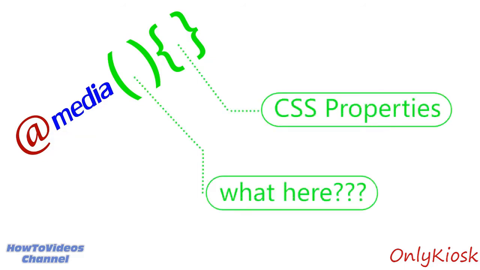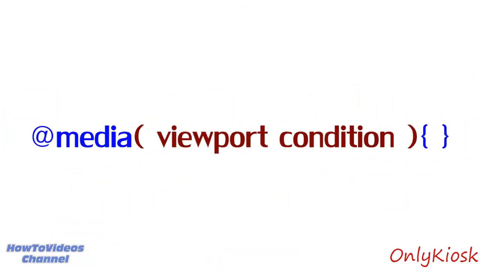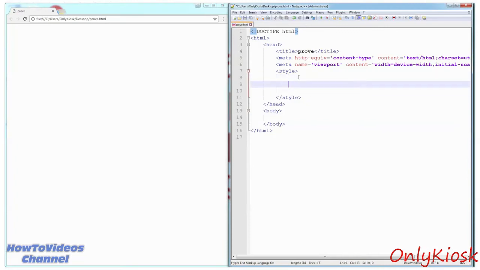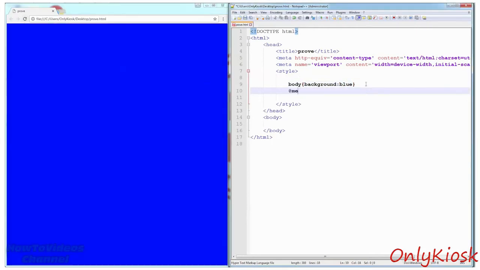But what are we going to put into the parenthesis? Well, the condition of the viewport. Only if the condition inside the parenthesis has been met, CSS properties inside the curly brackets will be executed. To prove our statement, we first select the body tag and set its background color to blue. Then we put an @ and the word media. Inside the parenthesis, we put the condition, min-width 1920 pixel. Inside the curly brackets, we select the body tag again, but change its background color to red.